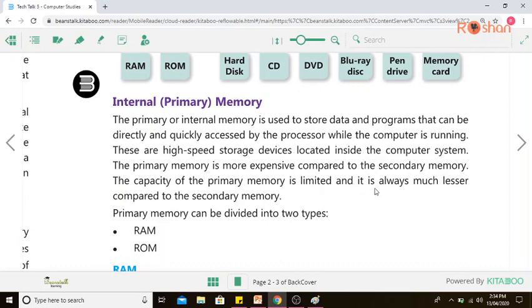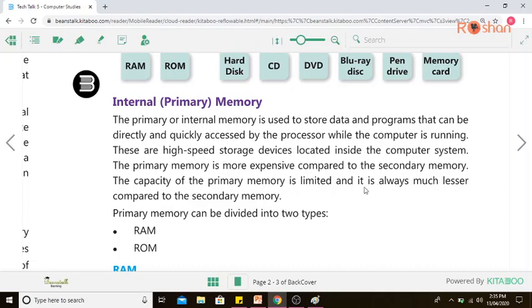Primary memory, or internal memory, is used to store the data and programs that can be directly and quickly accessed by the processor while the computer is running. These are high-speed storage devices located inside the computer system. The primary memory is more expensive compared to the secondary memory. Its capacity is very limited and always lesser compared to the secondary memory.